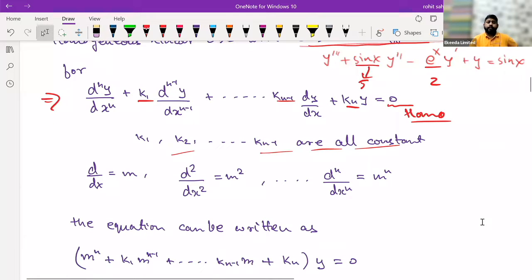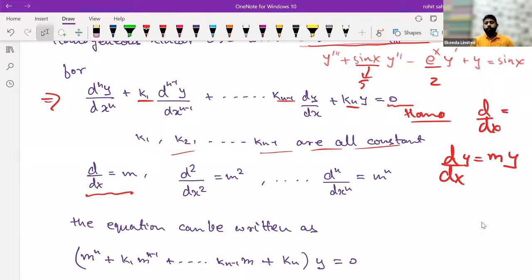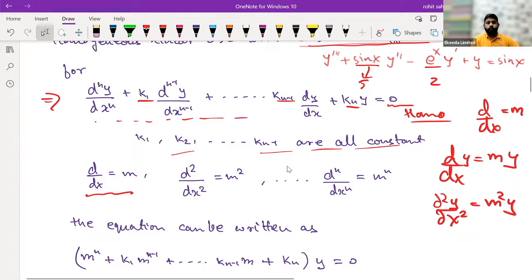What happens is, let's say d by dx is m. Then d by dx of y can be written as m times y, because we took d by dx as m. Similarly, d2y by dx square will become m square times y, and so on. Writing it this way, this equation can be transformed and written in terms of m.